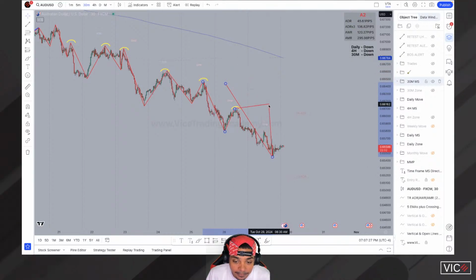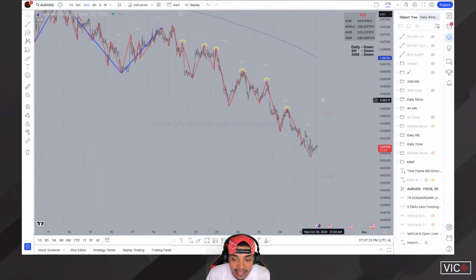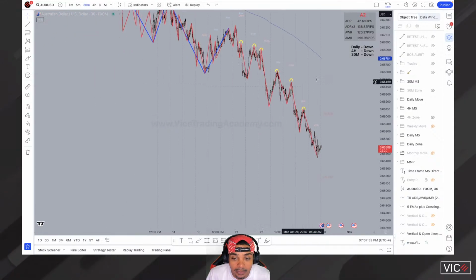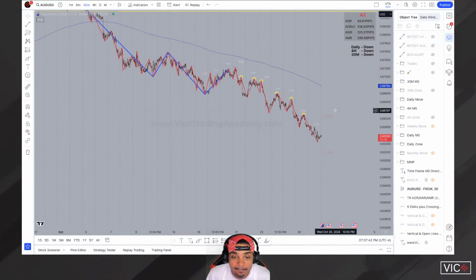Red candle, red candle, red candle, right? So I'm expecting that pullback, right? But we made that lower high. Make sense? Hope that does. All right? Everything was good.